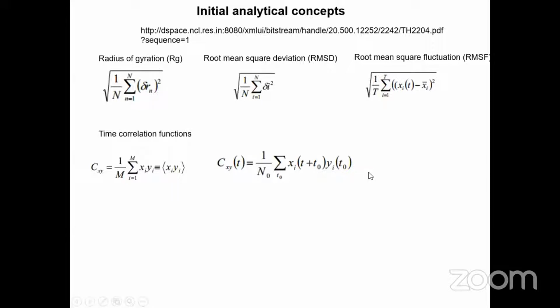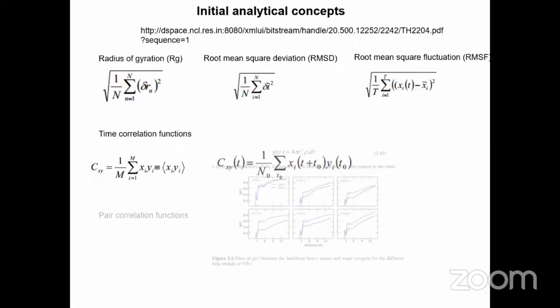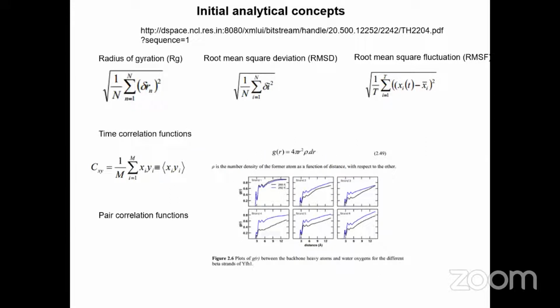This is very important in elucidating the dynamics of the hydrogen bonds or the surrounding water molecules in the hydration layer. So this is one of the examples. This is the rotational correlation function, and similar to the time correlation function, there is a pair correlation function, which is the correlation function of different moieties in space. So one of the examples is the radial distribution function.